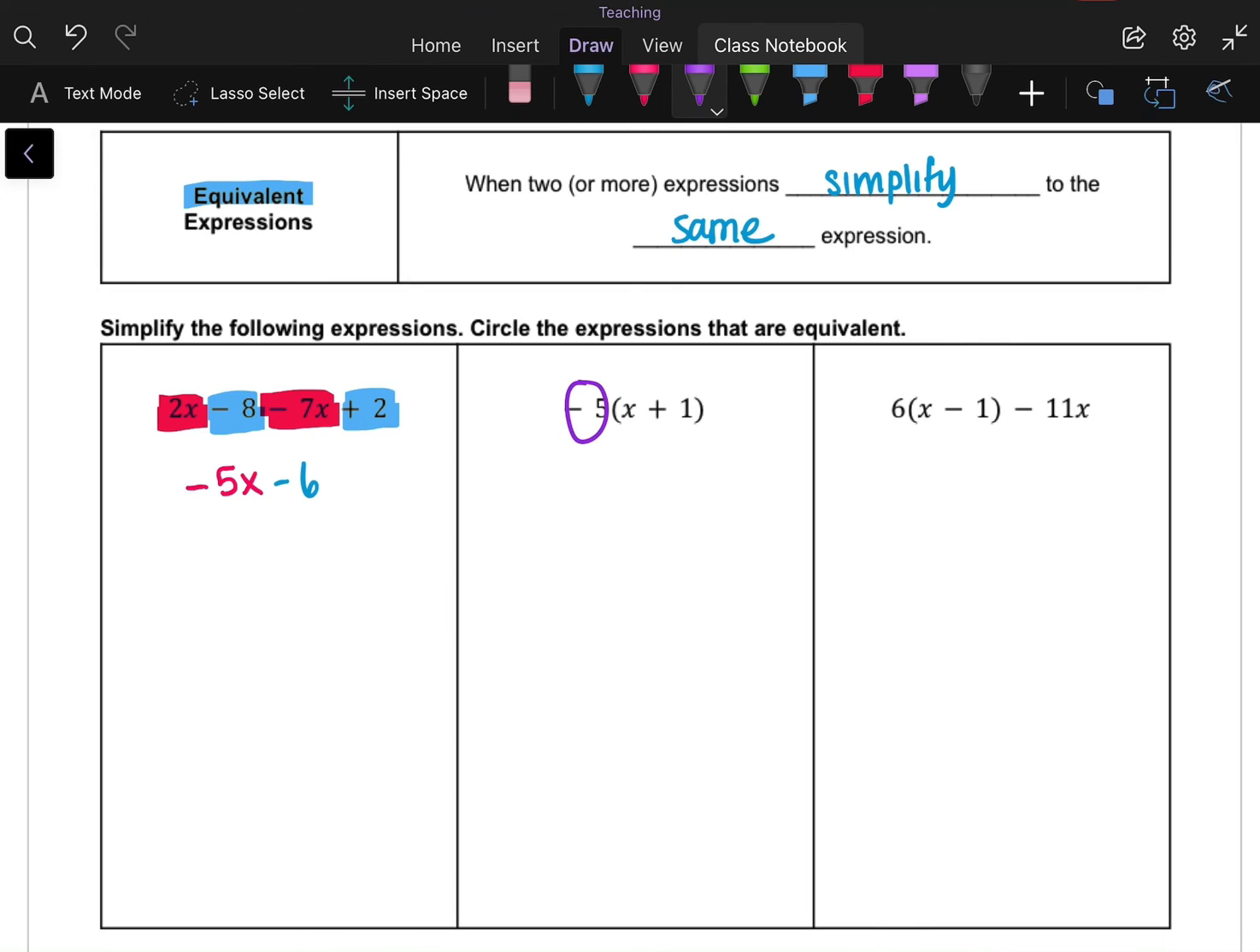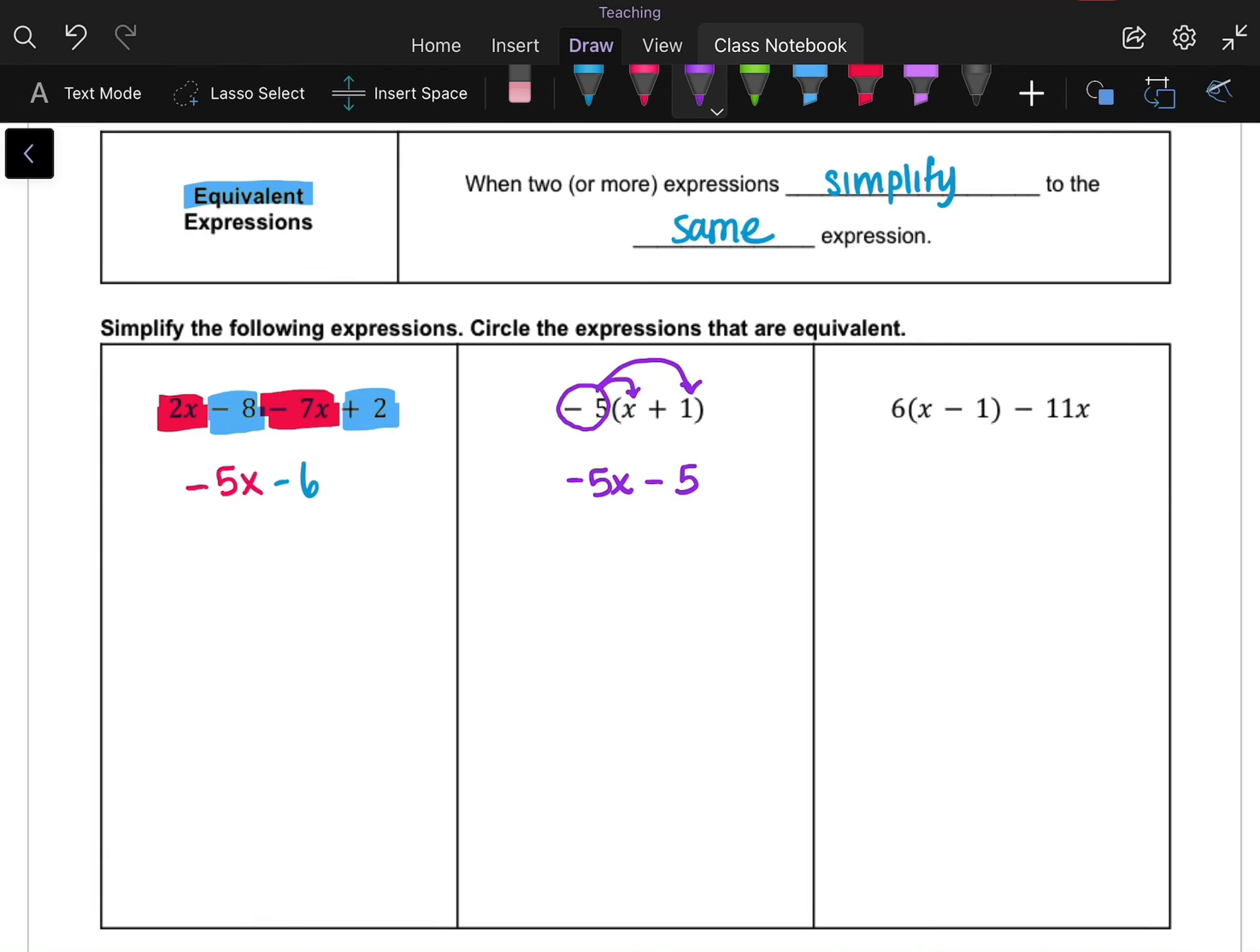In this second expression, I'm going to distribute this negative 5 to everything in parentheses. So negative 5 times x gives me negative 5x. Negative 5 times positive 1 is going to be negative 5.